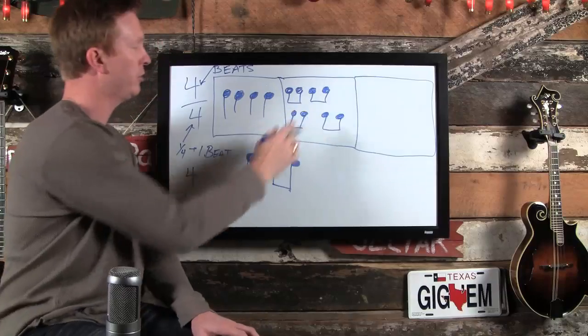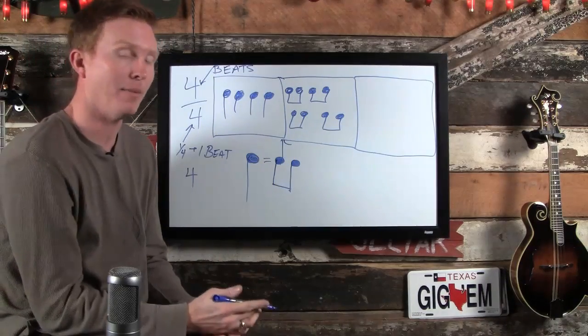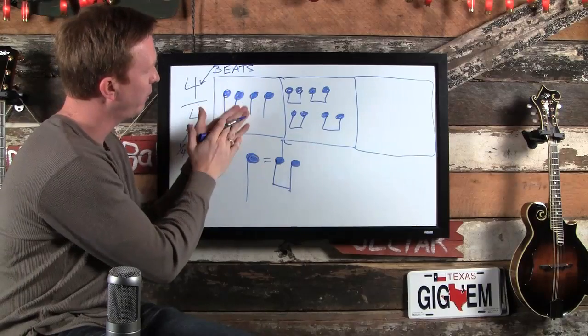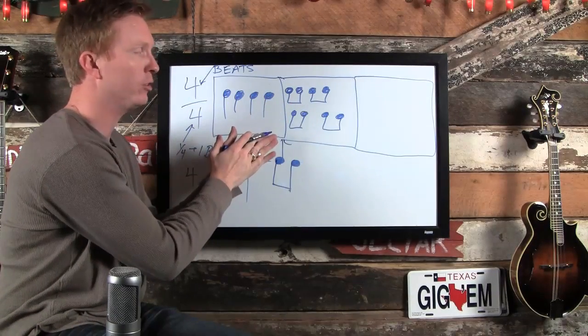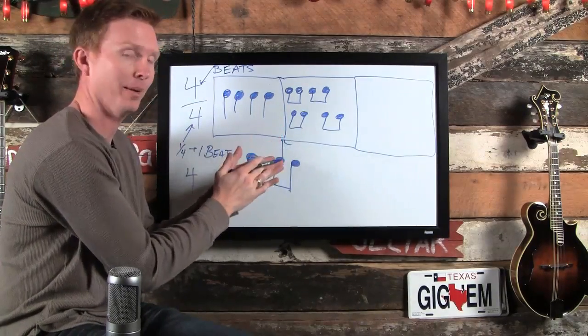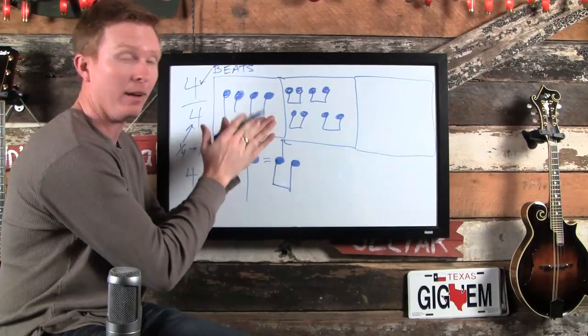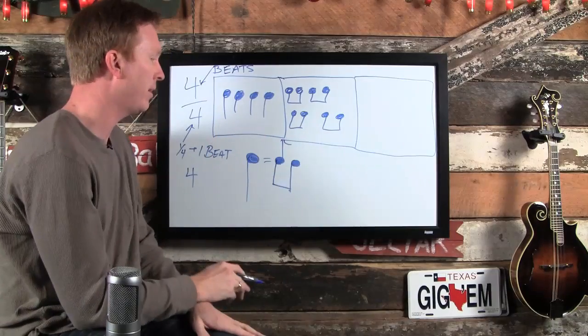Now we have 2 measures here. Both are taking the exact same amount of time, 4 beats. 1, 2, 3, 4. For our next measure, we count them with ands whenever we're talking about eighth notes. Same beats here. 1 and 2 and 3 and 4 and. Same amount of time goes by.